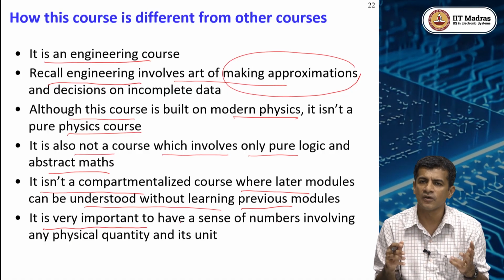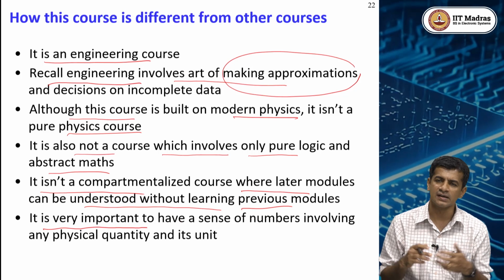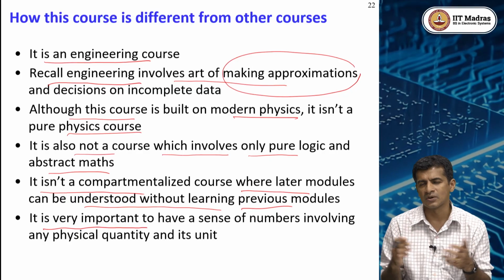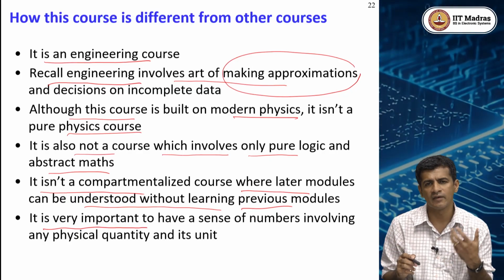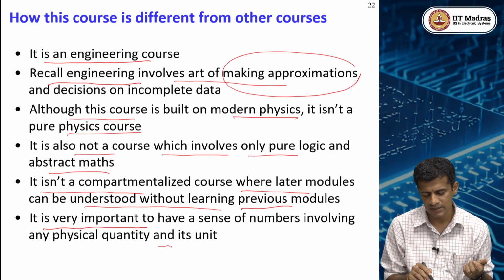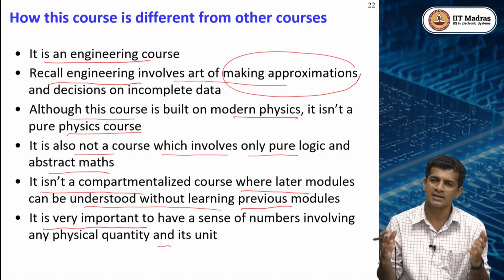Another important thing that students normally forget is that you need to have a sense of numbers. We will see different physical quantities, whether it's current, voltage, field, the number of atoms or the number of electrons. You should have a sense of numbers, and whether a number expressed in some units makes sense or is wrong.